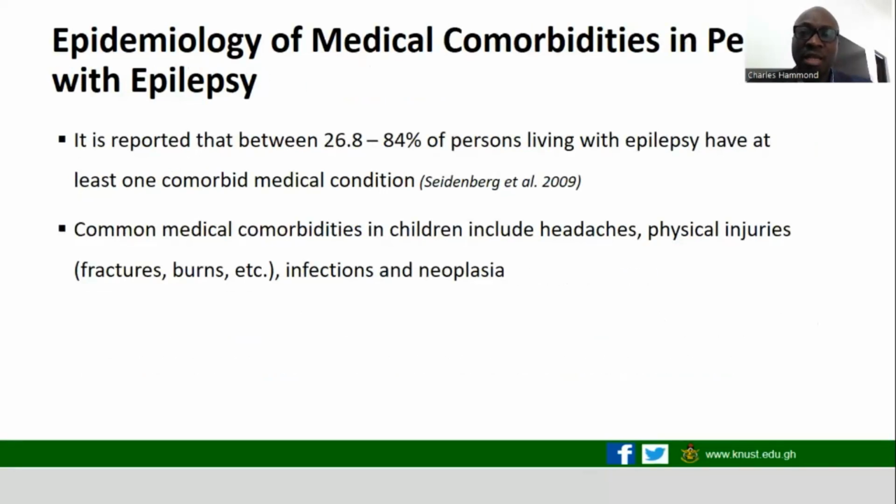To talk about the medical comorbidities in persons with epilepsy, it is reported that between 26 and 84% of persons living with epilepsy have at least one medical comorbidity. The common medical comorbidities in children include headaches, physical injuries such as burns, fractures, sometimes even drowning, infections, and neoplasias.